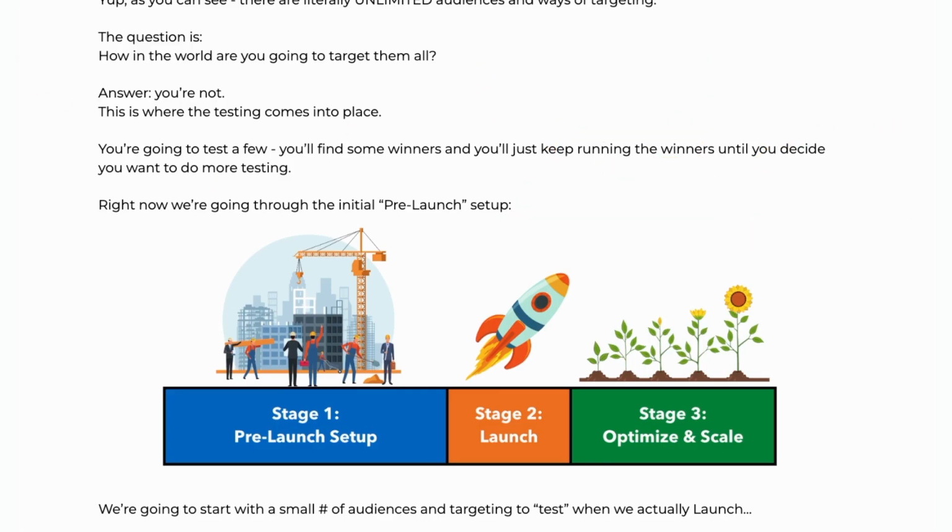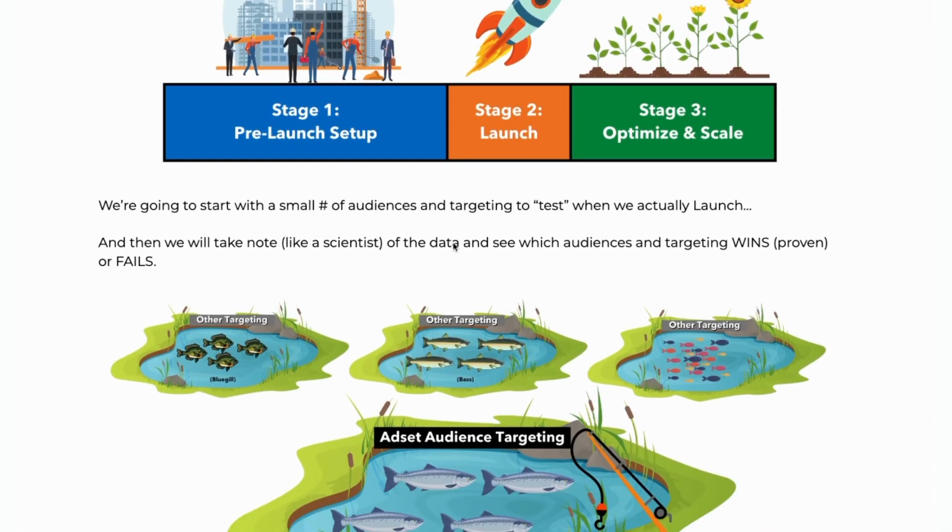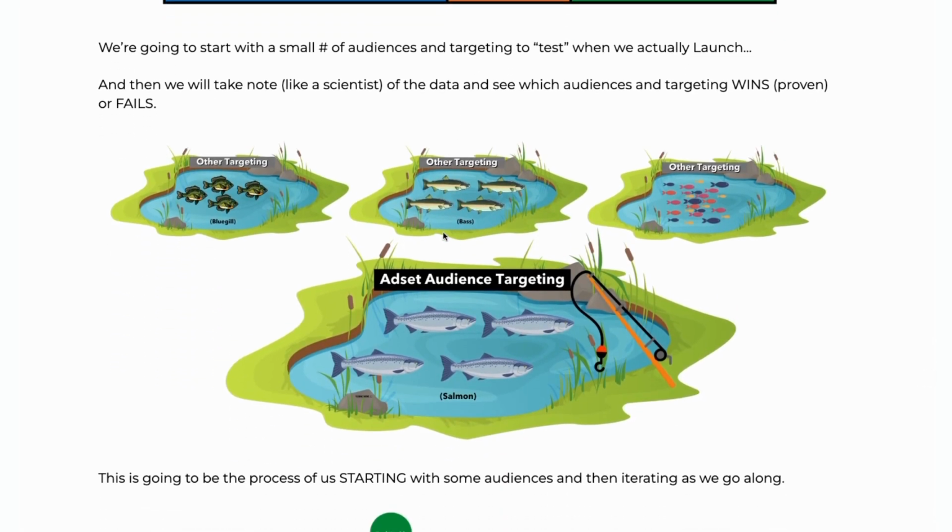And so this is what we're talking about. Right now we're in that pre-launch setup, right? And so we're going to be starting with that small number of audiences, and then what's going to happen here is that we're going to take note, like a scientist, of the data around which of those audiences actually wins, aka is proven, versus which one actually fails, right? So we have all of these different audiences, right? We're using our fish pool example again, right?